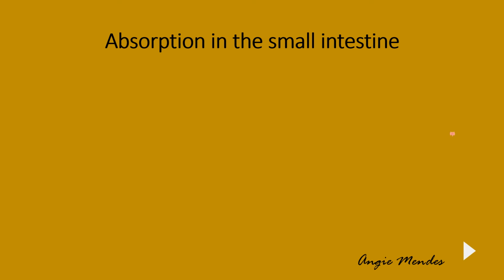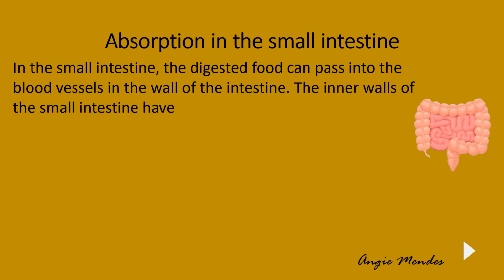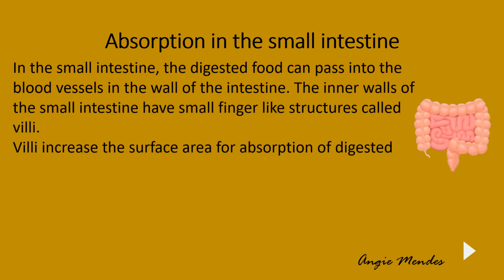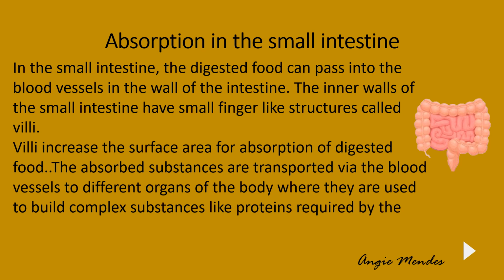Absorption in the small intestine. In the small intestine, the digested food can pass into the blood vessels in the wall of the intestine. The inner walls of the small intestine have small finger-like structures called villi. Villi increase the surface area for absorption of digested food. The absorbed substances are transported via the blood vessels to different organs of the body where they are used to build complex substances like proteins required by the body. This process is called assimilation.